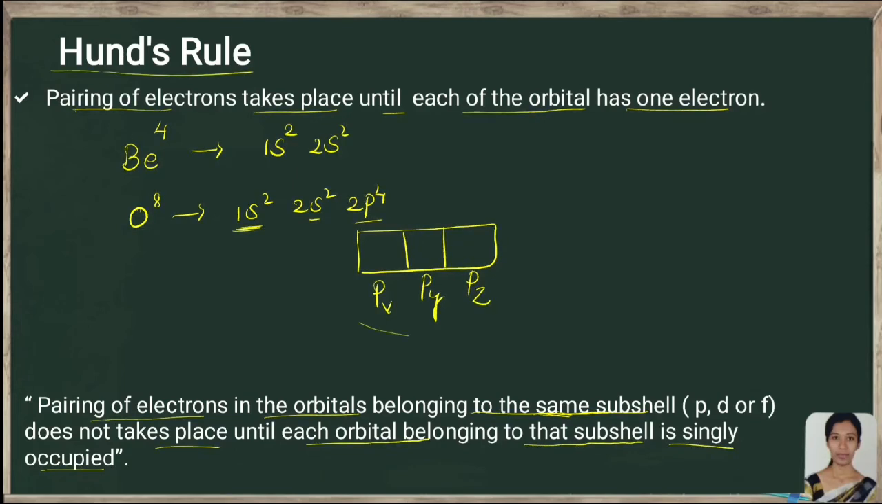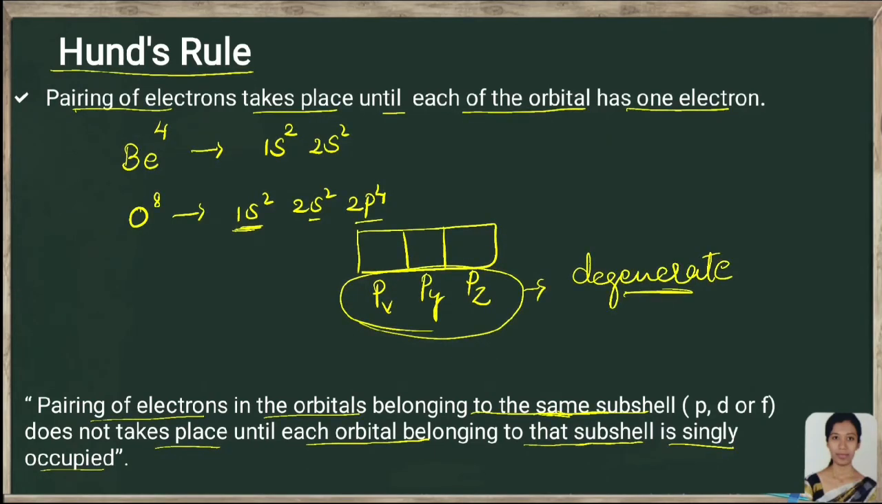These 3 orbitals are degenerate, or equal in energy. When degenerate orbitals are being filled, we should distribute these 4 electrons in such a way that each subshell is occupied singly, and then the pairing of electrons takes place. Now we will fill single electrons in each orbital with one spin, then the pairing of electrons will take place.